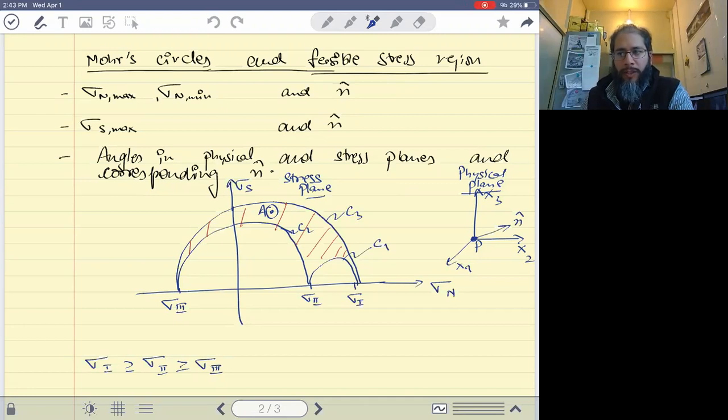You understand that a normal actually refers to a cutting plane which is splitting the body into two parts, and the cutting plane is drawn through point P. So any point, point A for example, in the feasible stress region corresponds to a given normal in the physical plane. So this point A corresponds to some normal in the physical plane.